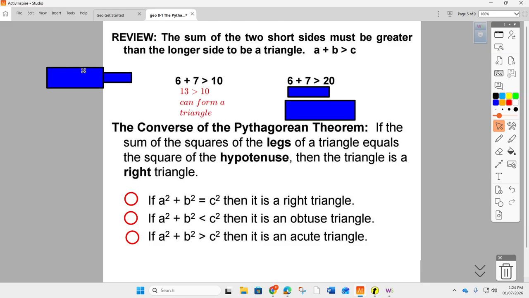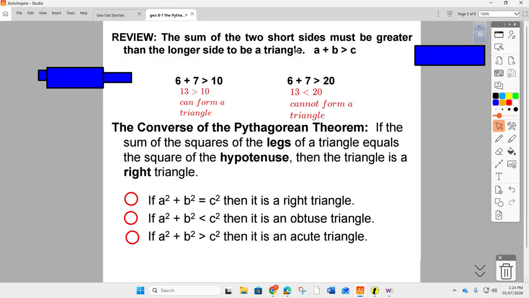But here, this doesn't make any sense, right? 6 plus 7, that's not greater than 20. 13 is less than 20. In order for this to make a triangle, it would have to be greater than 20. So if the sum of the two shortest is not greater than, remember, it can't be equal to either. It's got to be greater than. Cannot form a triangle. All right.